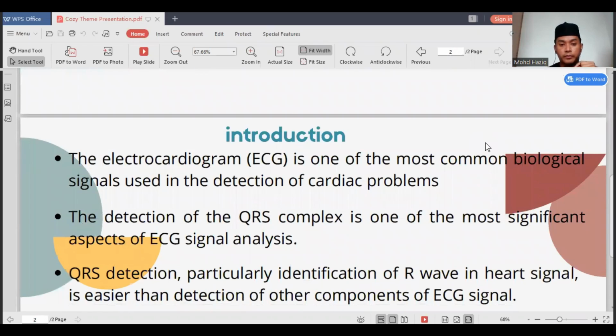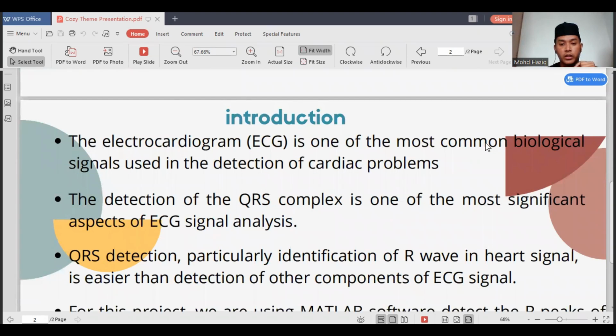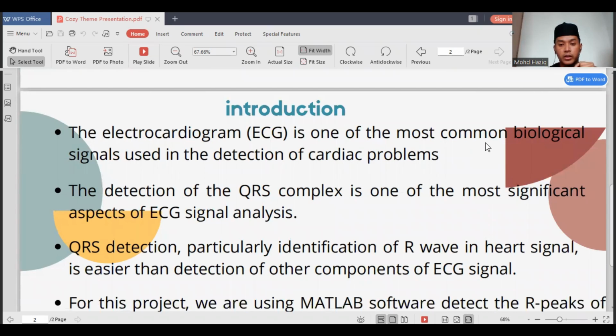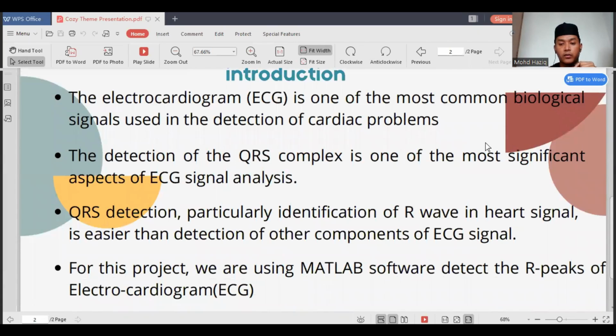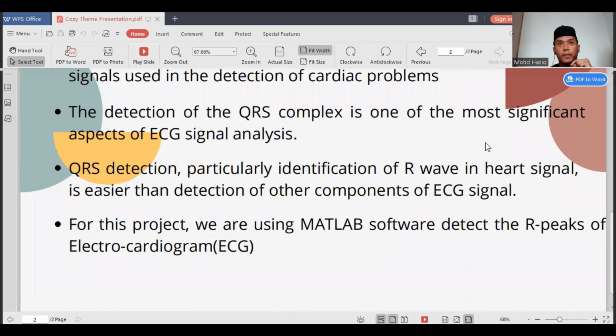The electrocardiogram, or ECG, is one of the common biological signals used in the detection of cardiac problems. The detection of the QRS complex is one of the most significant aspects of ECG signal. QRS detection, particularly identification of the R wave in the heart signal, is easier than detection of other components of the ECG signal. So for this project, my team and I are using MATLAB software to detect the R peak of the electrocardiogram, or ECG.